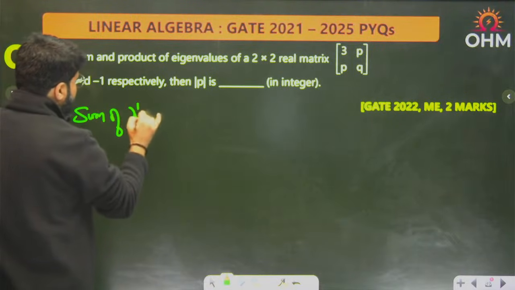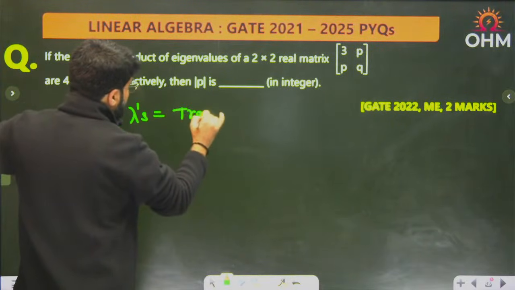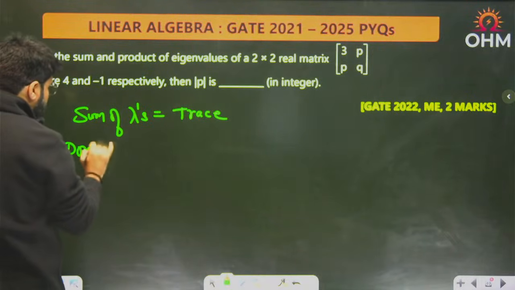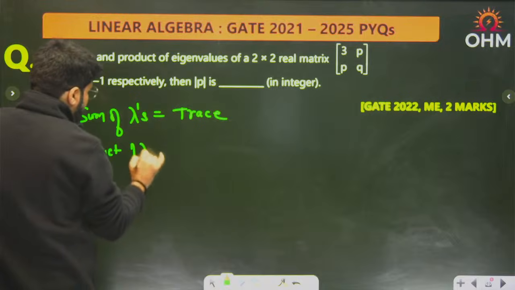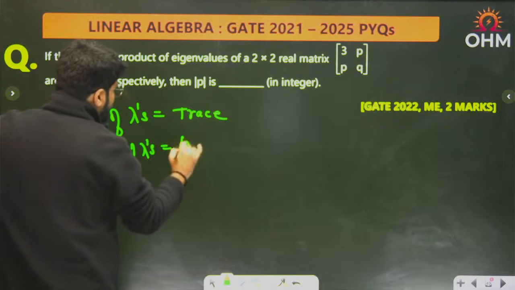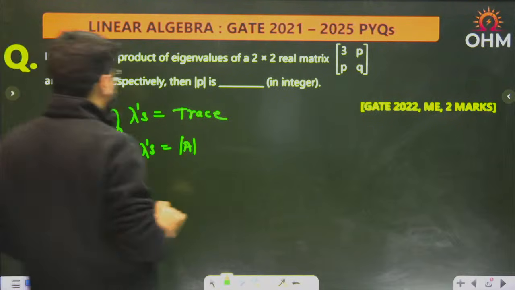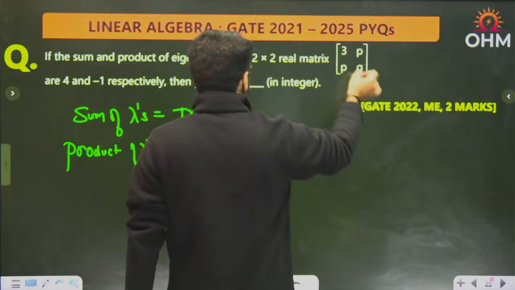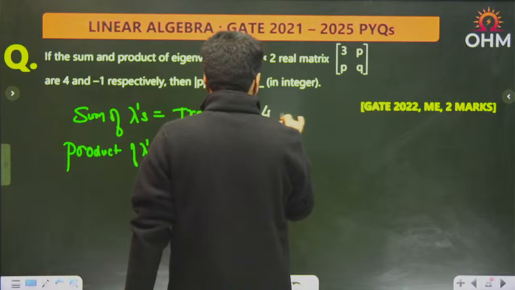Sum of eigenvalues, the sum of lambdas, is always equal to the trace, and that is given as 4. The next property that you should always know: product of lambdas equals the determinant of the matrix. Now see, the sum of the eigenvalues is given as 4, and that should be equal to the trace.